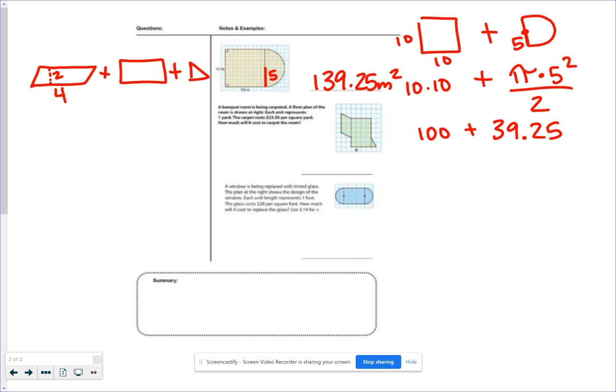Okay, what about this rectangle? We have 1, 2, 3, 4 by 1, 2, 3, 4, 5, 6. And our triangle is 1, doesn't matter which side, by 2. All right, let's go find the area. Base times height. So 2 times 4 plus 4 times 6 plus 1/2 times 1 times 2. All right, 2 times 4 is 8 plus 6 times 4.